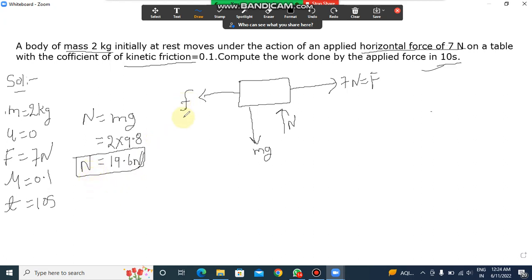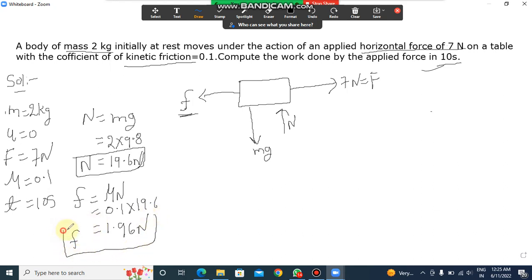Now we will calculate the frictional force. We know the formula of frictional force: f equals mu N, where mu is the coefficient of kinetic friction and N is the normal force. We have both now: 0.1 into 19.6. We will calculate this one and find f, which is 1.96 Newton. Just make a box again. So this is your frictional force.